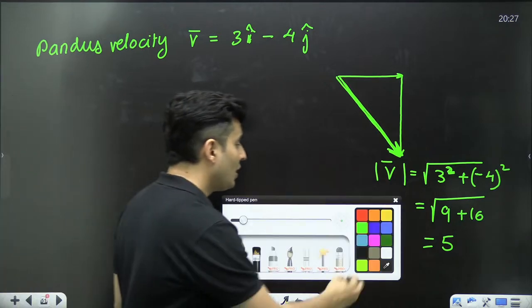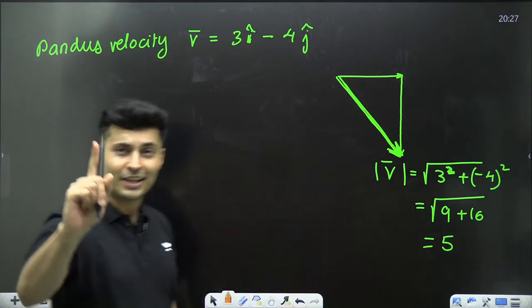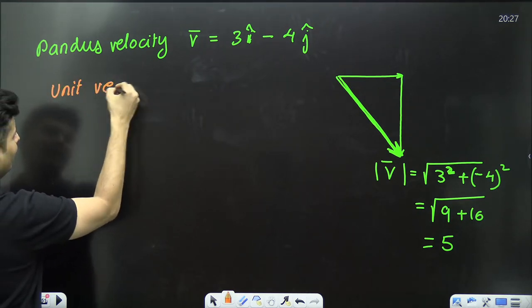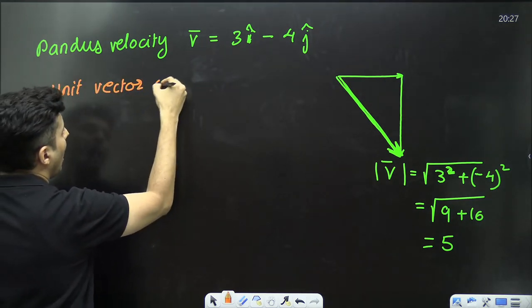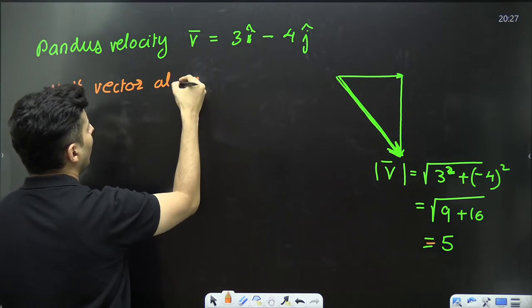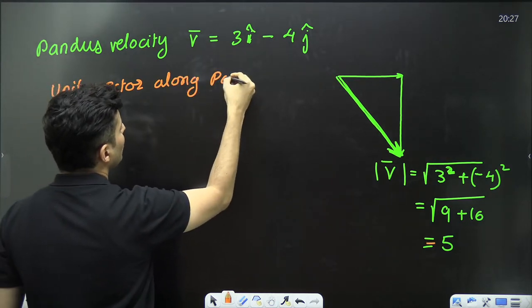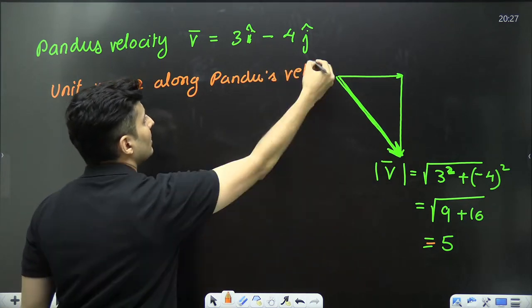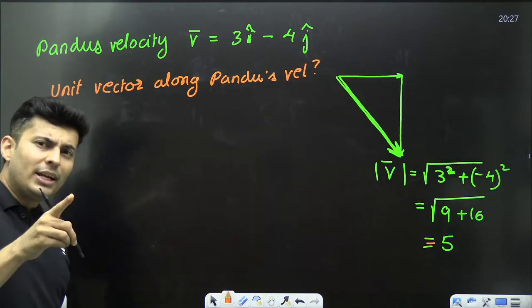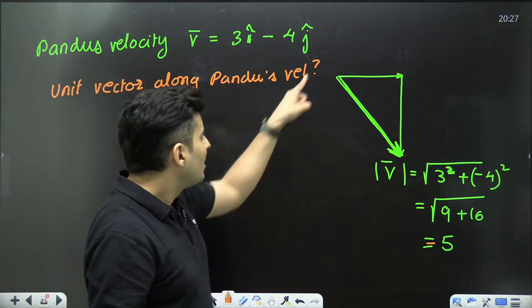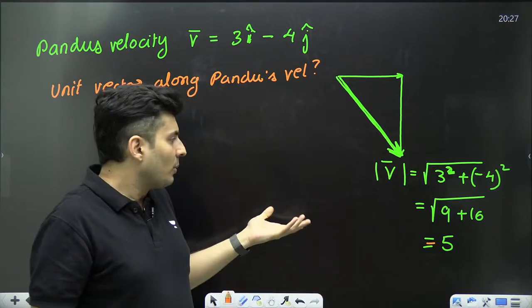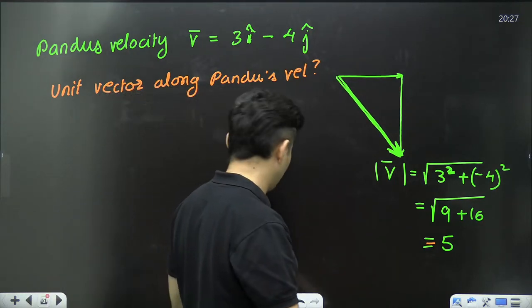But imagine, now I ask you a special question. And the special question is, what is a unit vector along Pandu's velocity? That is the question. Unit vector along that direction. If you go anywhere in this direction, the length might not be 1. It could be 5, it could be 10, it could be anything, guys.